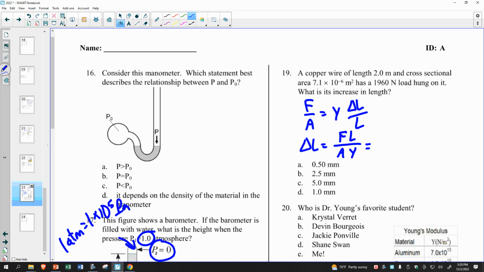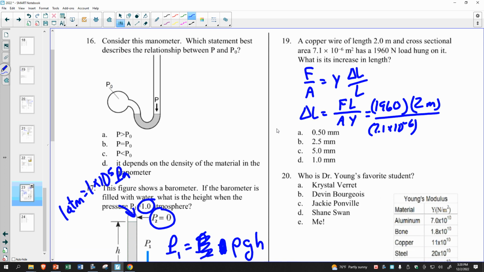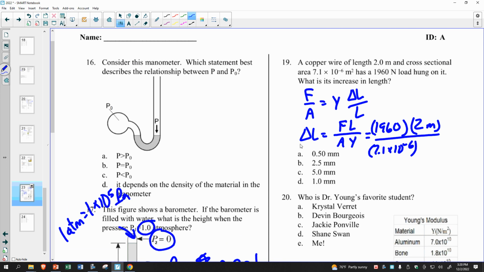So make judicious use of parentheses, or do them in steps and write out the numbers on your paper along the way. So this will be 1960 times the length, which was 2 meters, divided by the area, which is 7.1 times 10 to the minus 6 square meters. No conversions there, thankfully. And then the Young's modulus for copper is 11 times 10 to the 10th.